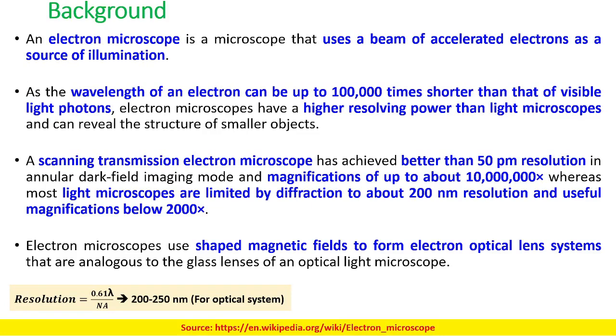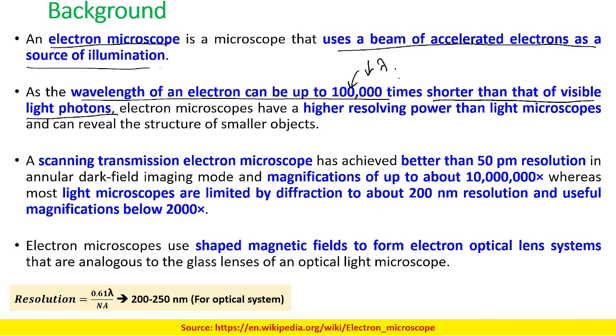Now, as I told you, an electron microscope uses a beam of accelerated electrons as a source of illumination. The wavelength of an electron can be up to 1 lakh times shorter than that of visible light photons, and since it has a lower wavelength, it has a higher resolving power than light microscopes, and that is how you get much better information.